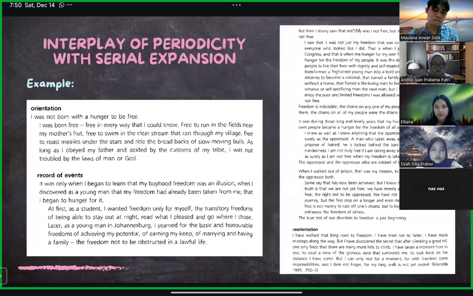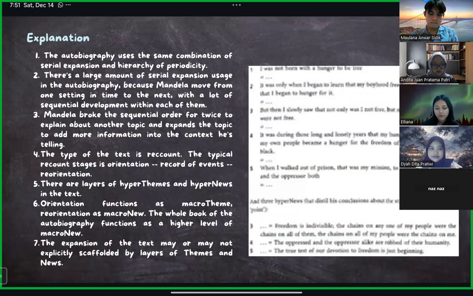And then there are layers of hyperthemes and hypernews. The example for the hyperthemes and hypernews are on the right side of this picture, but it's unclear. I'm very sorry. And then orientation functions as macro theme, reorientation as macro new. The whole book of the autobiography functions as a higher level of macro new. And last, the expansion of the text may or may not be explicitly scaffolded by layers of themes and news.